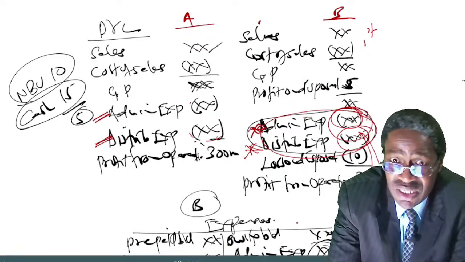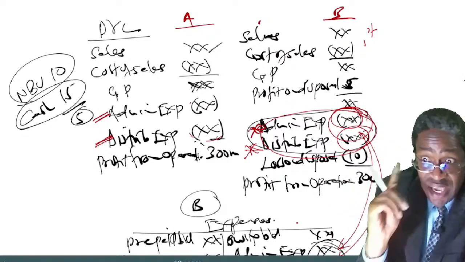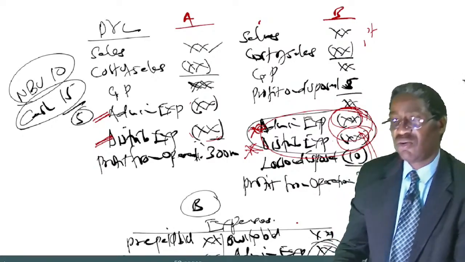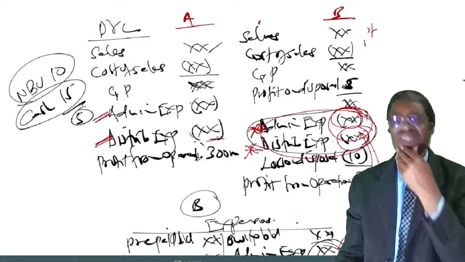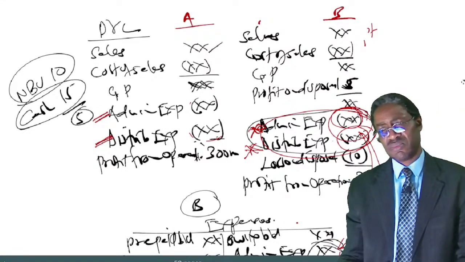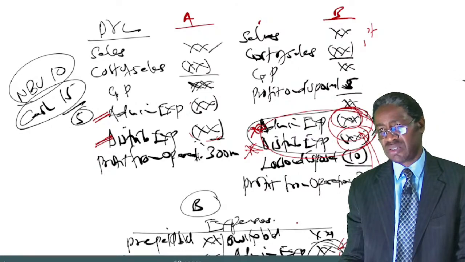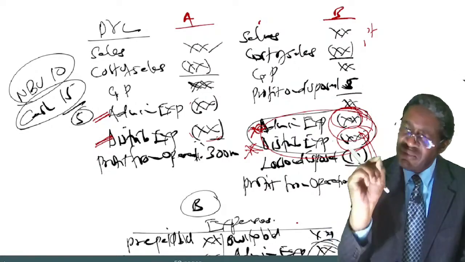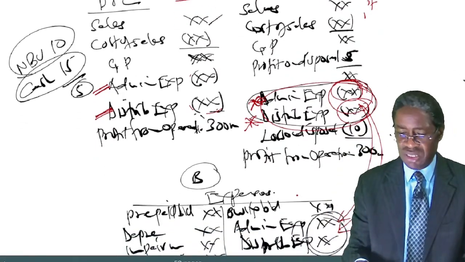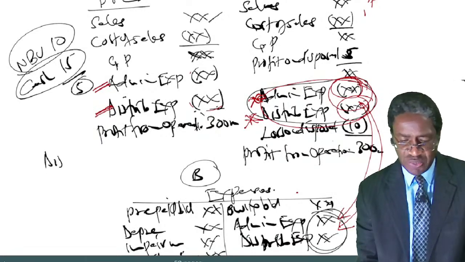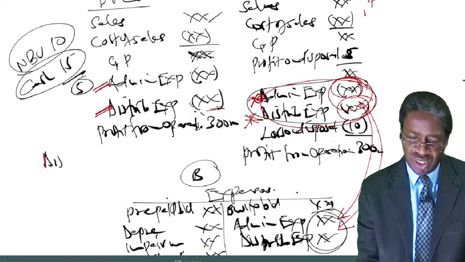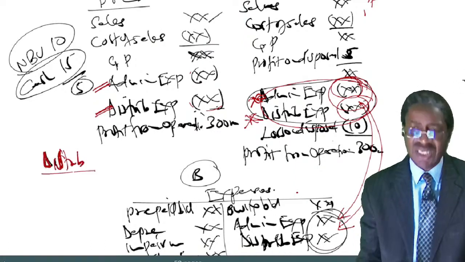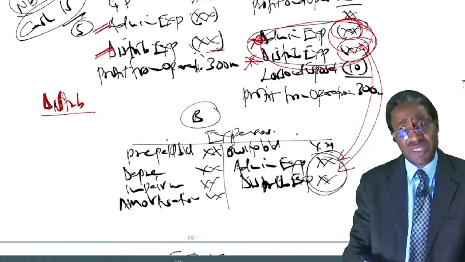Okay, now listen carefully. This is where I was saying it becomes a bit tricky. Now, for accountant number A, this is the conclusion we shall arrive at. When accountant number A was trying to determine the figure for distribution expenses, he kept adding those expenses.